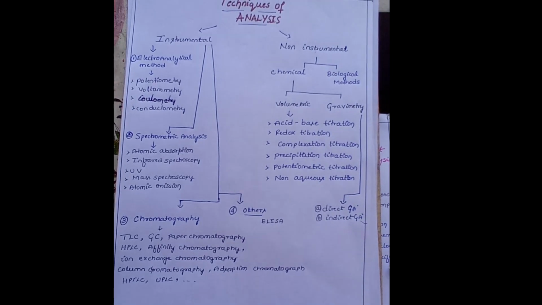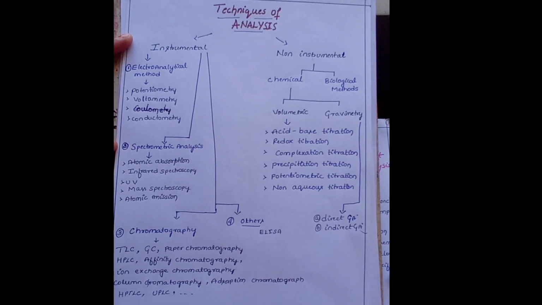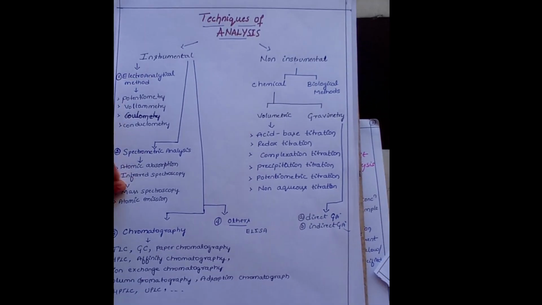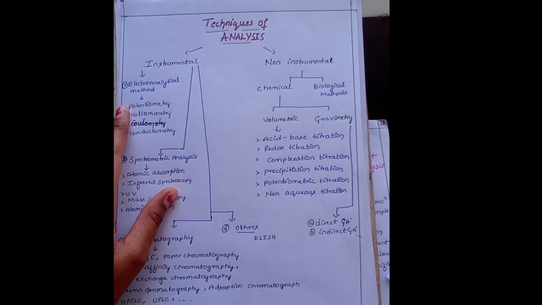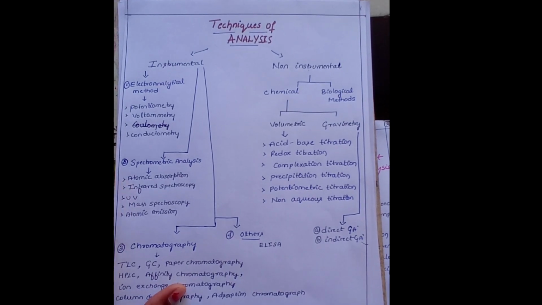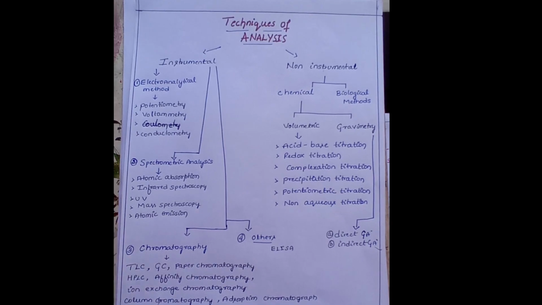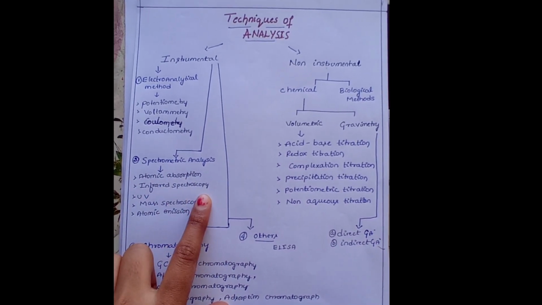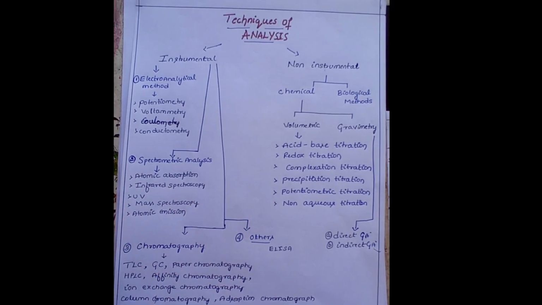Techniques of analysis, as I told before, are instrumental and non-instrumental. In instrumental, there are further classifications like electroanalytical methods, spectrometric analysis and chromatographic methods. In electroanalytical methods, potentiometry, conductometry and others are there. And spectrometric analysis, as the name itself indicates, is spectroscopy: atomic absorption spectroscopy, infrared spectroscopy, UV spectroscopy, mass spectroscopy, and atomic emission spectroscopy.